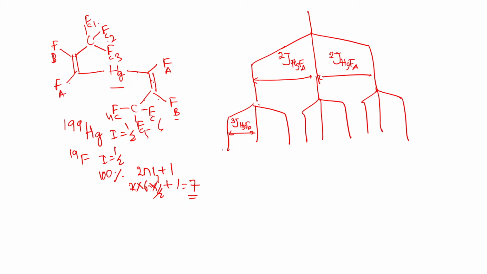Okay, so now 7 lines, each one will be split into something like this. So it goes like this, all of them will be, it's very interesting to sketch this one. This is 1:2:1, and this is 1:2:1, 1:2:1, 1:2:1. Of course, you can calculate the intensity ratio of the 7 lines using Pascal triangle. So it would appear something like this.